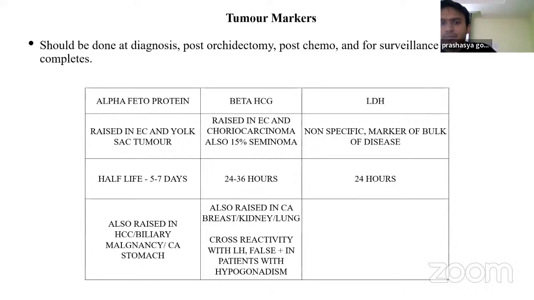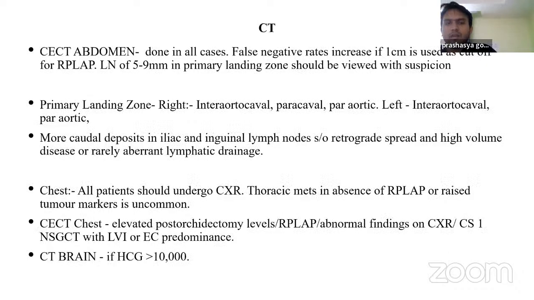So patients with hypogonadism should be treated with testosterone, and then later a beta HCG should be repeated. LDH is a non-specific marker, and it indicates the bulk of disease. The half-life of LDH is 24 hours. Further evaluating the patient, CT abdomen should be done in all patients with testicular masses.